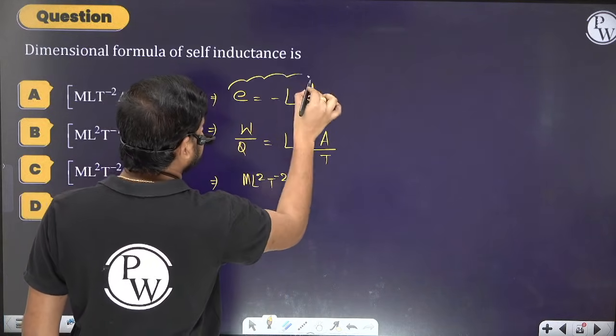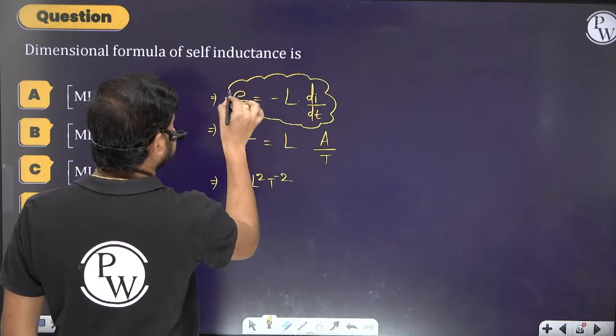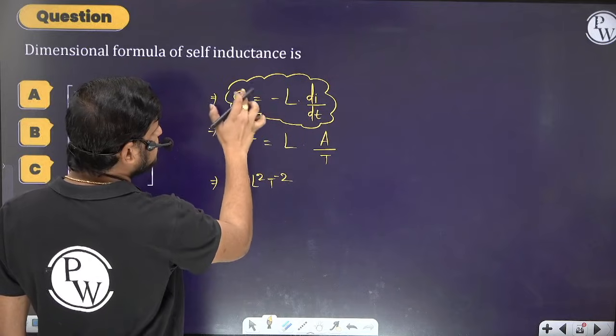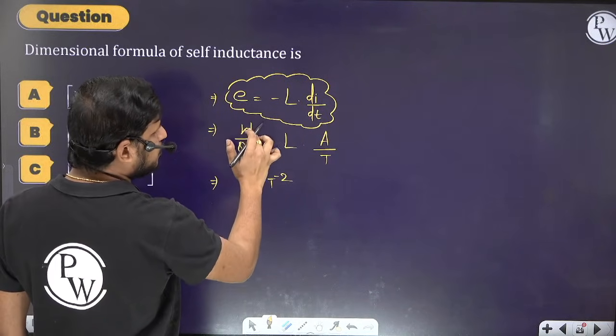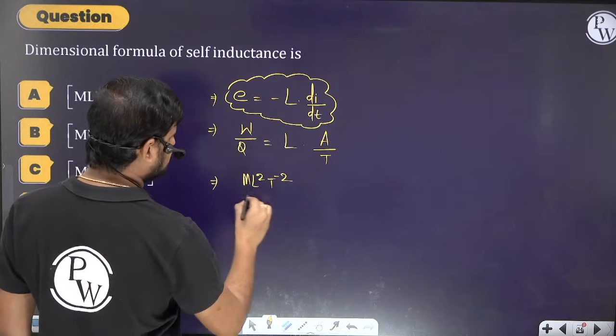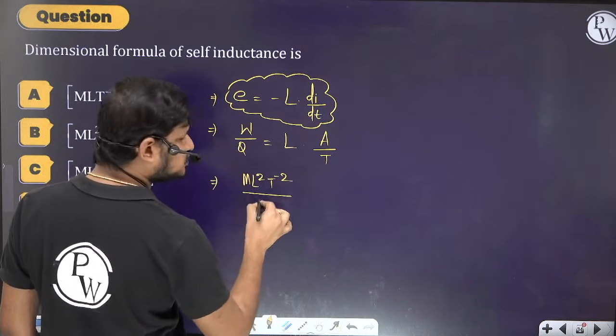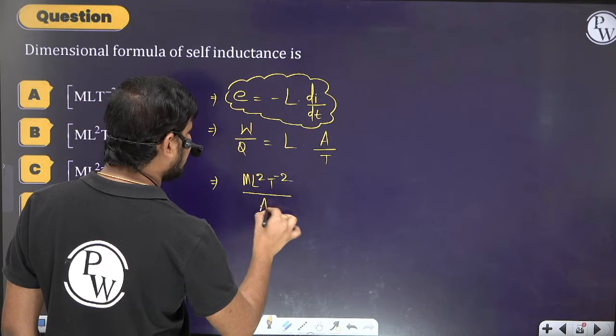Just remember this formula: E is equal to minus L into di by dt. E is nothing but the potential, the EMF, which is work done in bringing the charge. So what is the charge dimension? The charge is equal to current into time, which is A T.